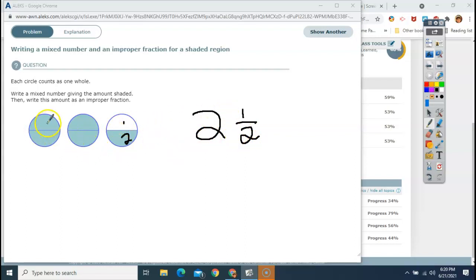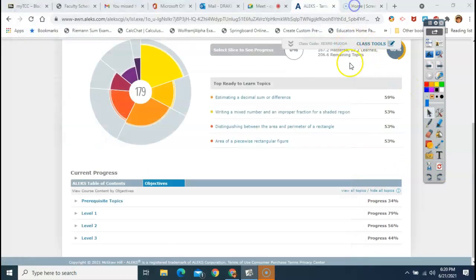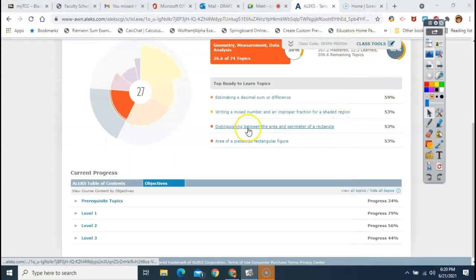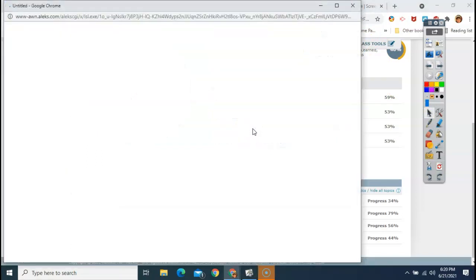Now, if I look at the number of cuts, I got 1, 2, 3, 4, 5. And each one of those are cut into 2 pieces. So there's my improper fraction. Hopefully that's helpful. Okay, so let's take a look at distinguishing between area and perimeter of a rectangle.